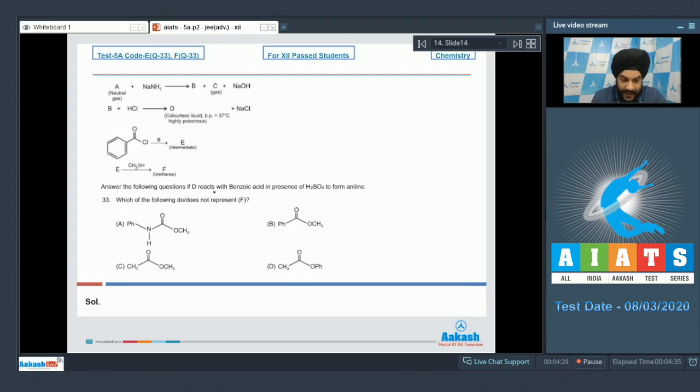Question number 33. Which of the following do not represent the compound F? So if we talk about the compound F, students, we had seen that its structure was PhNHCOOCH3. So this structure is given correctly in the first option, so this will not be an answer, and all the structures apart from this are incorrect and they do not represent the compound F. So we have to select those compounds which do not represent F. So we have to mark the answer as option B, C and D. Let's look at the next comprehension now, students.